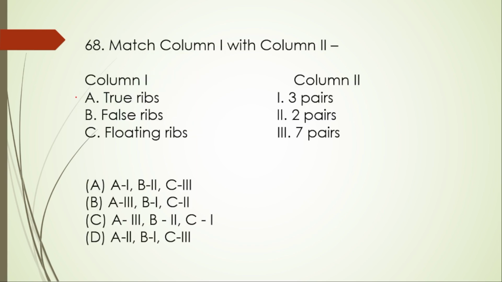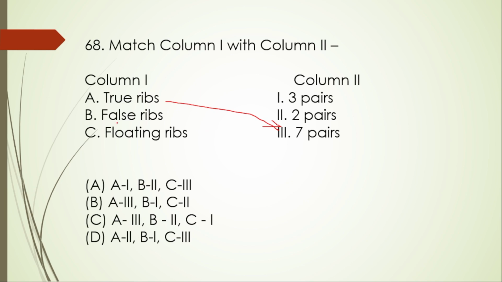Next one, 68th one. Match column 1 with column 2. A. True ribs. True ribs, it is having how many? 7 pairs. The first 7 pairs of the ribs are called true ribs, because they attach directly to the sternum, that is breastbone, via costal cartilage, isn't it? Yes.